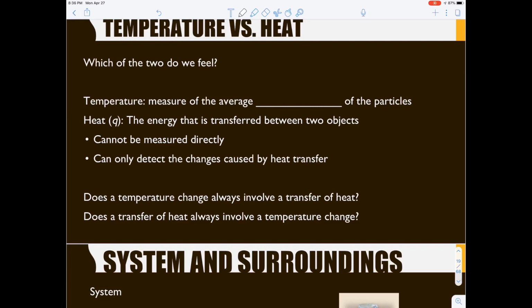Okay, so this is going to say you feel heat transfer. So temperature is a measure of the average kinetic energy of a particle. Do you know that? Okay. So we can't really measure heat. We can only see what kind of changes happen as a result of heat transfer. So does a temperature change always involve a transfer of heat? In other words, in order to cause a temperature change, does heat have to be transferred? Yes or no?